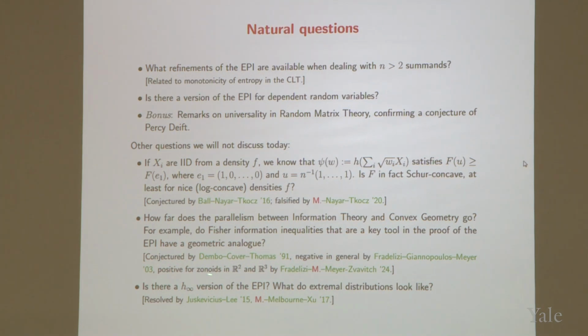And there's an inequality of this type that was conjectured in this influential paper of Dembo, Cover, and Thomas. And it was shown that that conjecture is negative in general by Fradelizi, Giannopoulos, and Meyer. And very recently, we showed that there are actually some positive results for a certain important class of convex bodies.